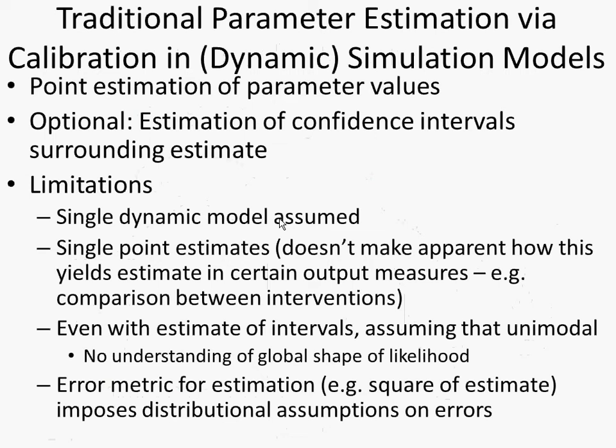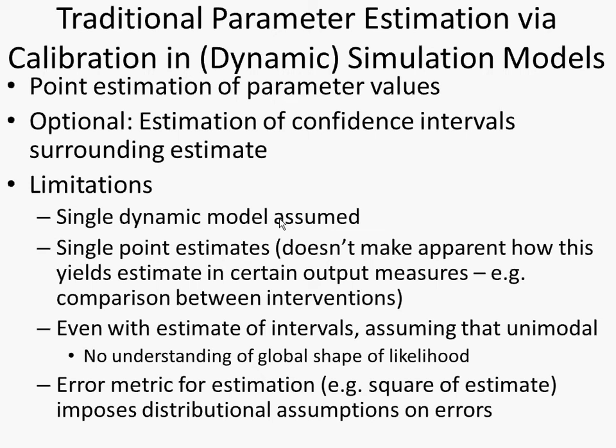It's assuming a single dynamic model. It's assuming your model is correct. It's just your parameters which are wrong. These single point estimates don't make clear, for example, how, if you have a single point estimate for a parameter, it's not clear that that's going to give you the best point estimate for outcomes of the model.